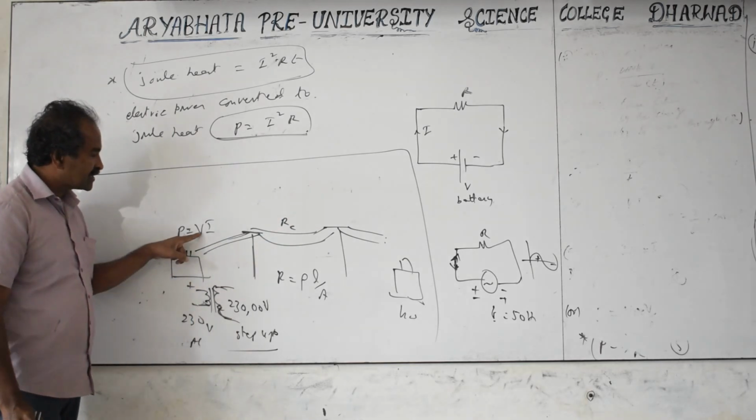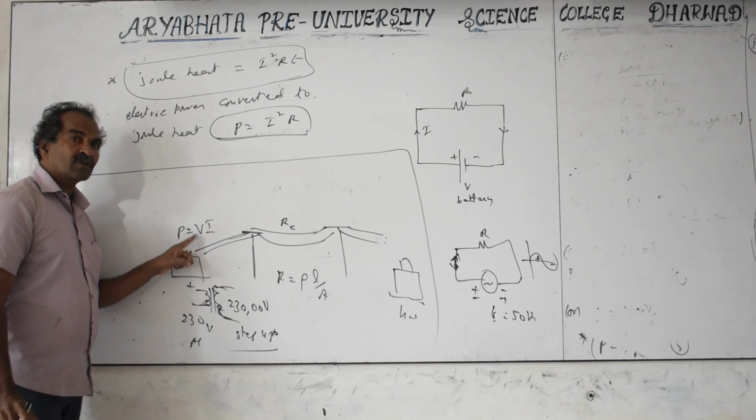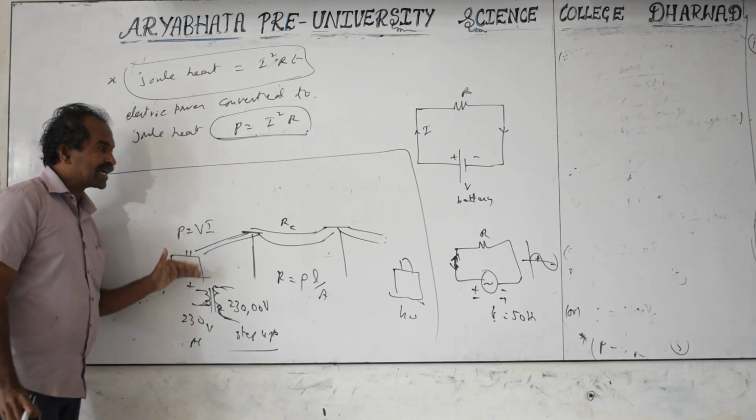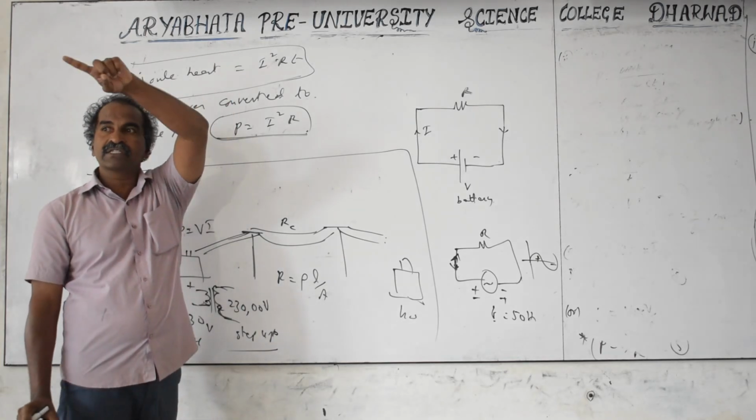Whenever the voltage increases, the power should be the same. Whenever V increases, current decreases, so this product remains the same. So low current is passed at high voltage. They are called HT wires, high tension wires. You have the high tension wires outside this college.